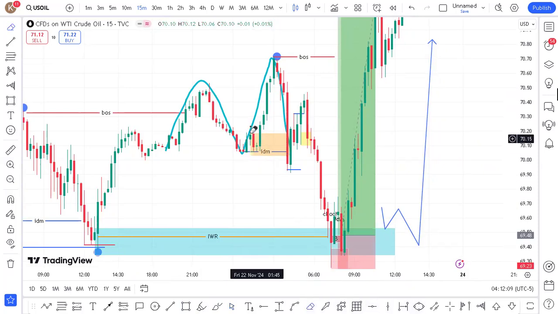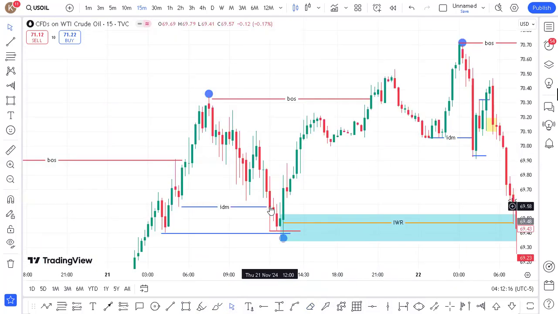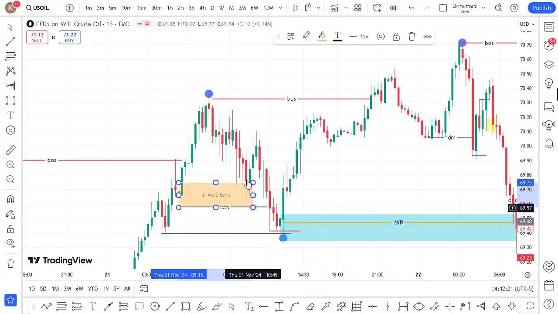So consider understanding those inducement levels, and avoid them. If you look at my structures, I'm having inducements everywhere. And on your level of inducement, there's always a demand zone. The price will react and again fail on the downside.